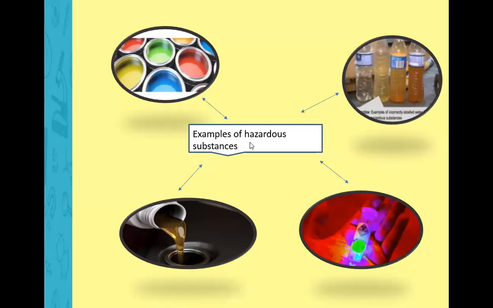So, examples of hazardous substances: on the screen, you can see four different pictures. The first picture... Please mute, turn off your audio. Don't waste my time, because the time is already very short today. So, on the screen you have seen four different pictures of different types of hazardous substances. First one contains the paints and oil, second one acid and alkali, for the petrol, fifth one is the uranium. Means in the first picture, these are the flammable substances.